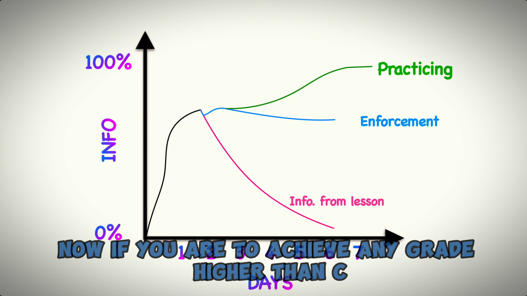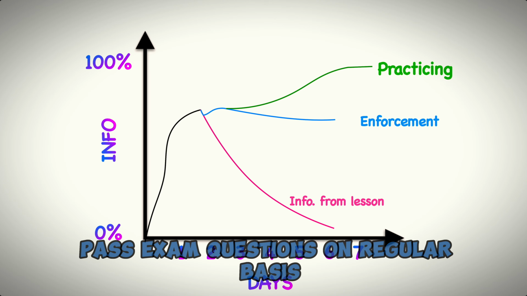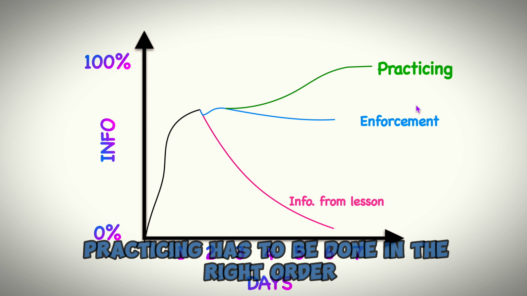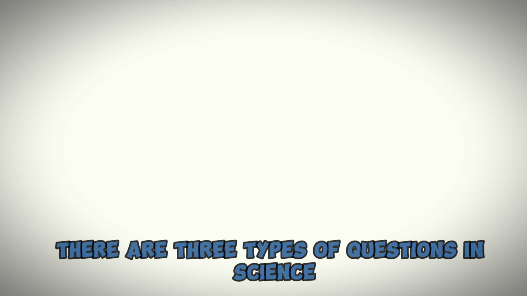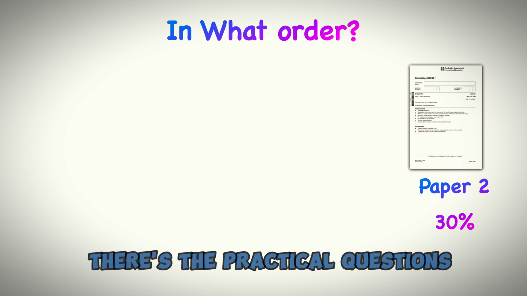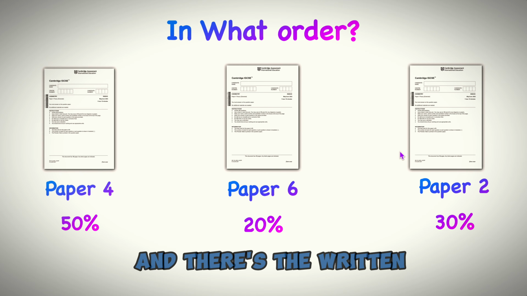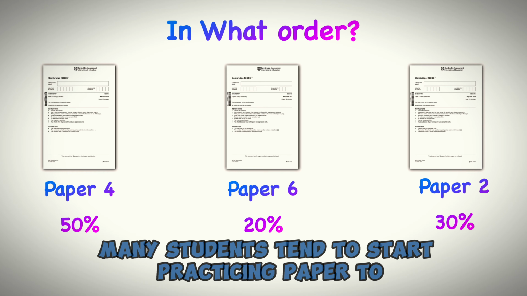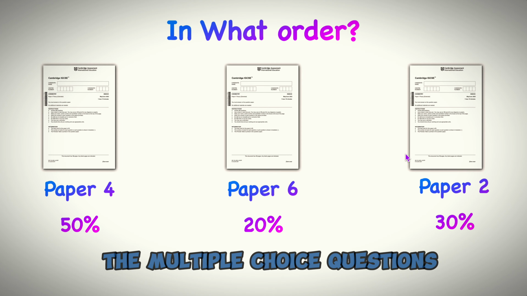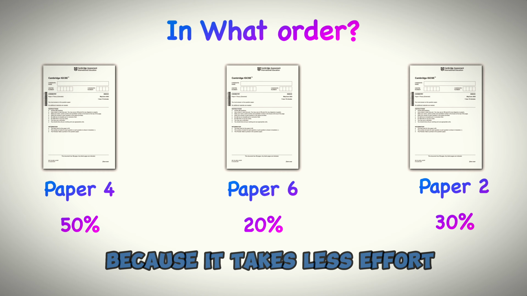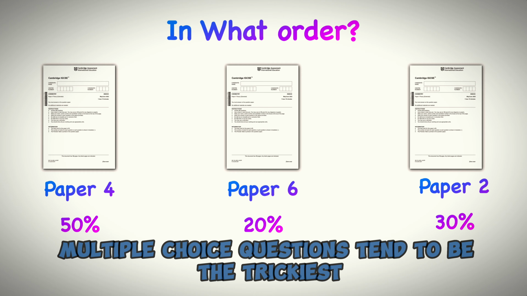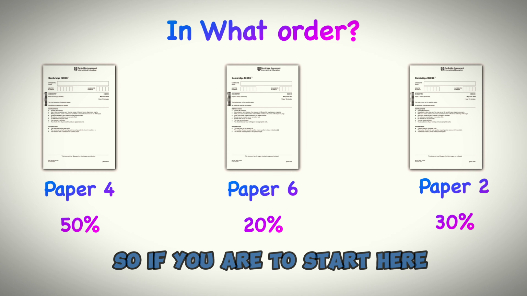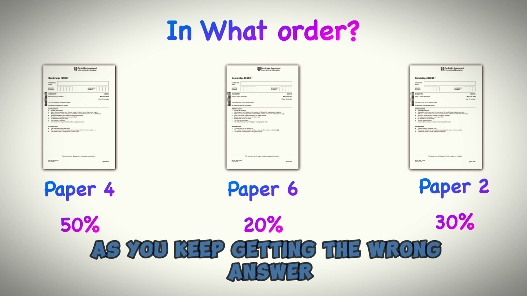Now, if you are to achieve any grade higher than C, you really need to practice past exam questions on a regular basis. Practicing has to be done in the right order. There are three types of questions in science. There's the multiple choice questions, there's the practical questions, and there's the written structured questions. Many students tend to start practicing paper 2, the multiple choice questions, because it takes less effort and gives you quick feedback. However, multiple choice questions tend to be the trickiest. So if you are to start here, you will lose confidence as you keep getting the wrong answer.